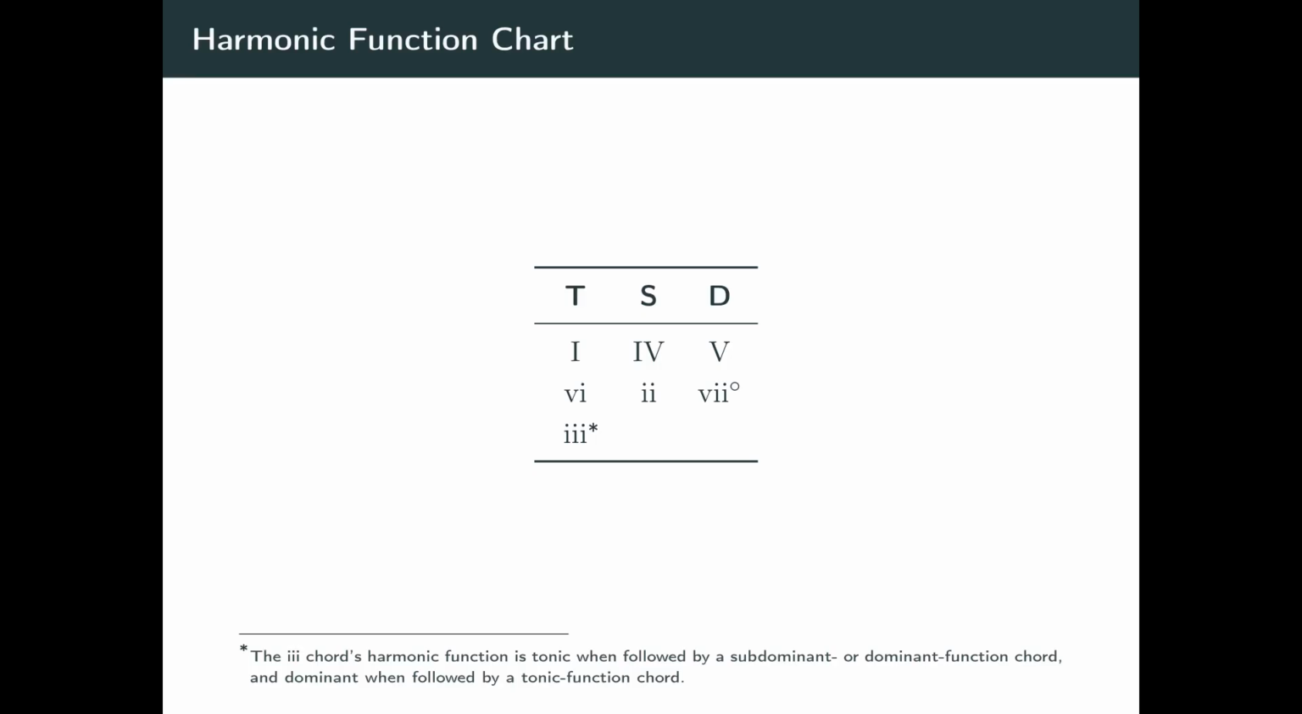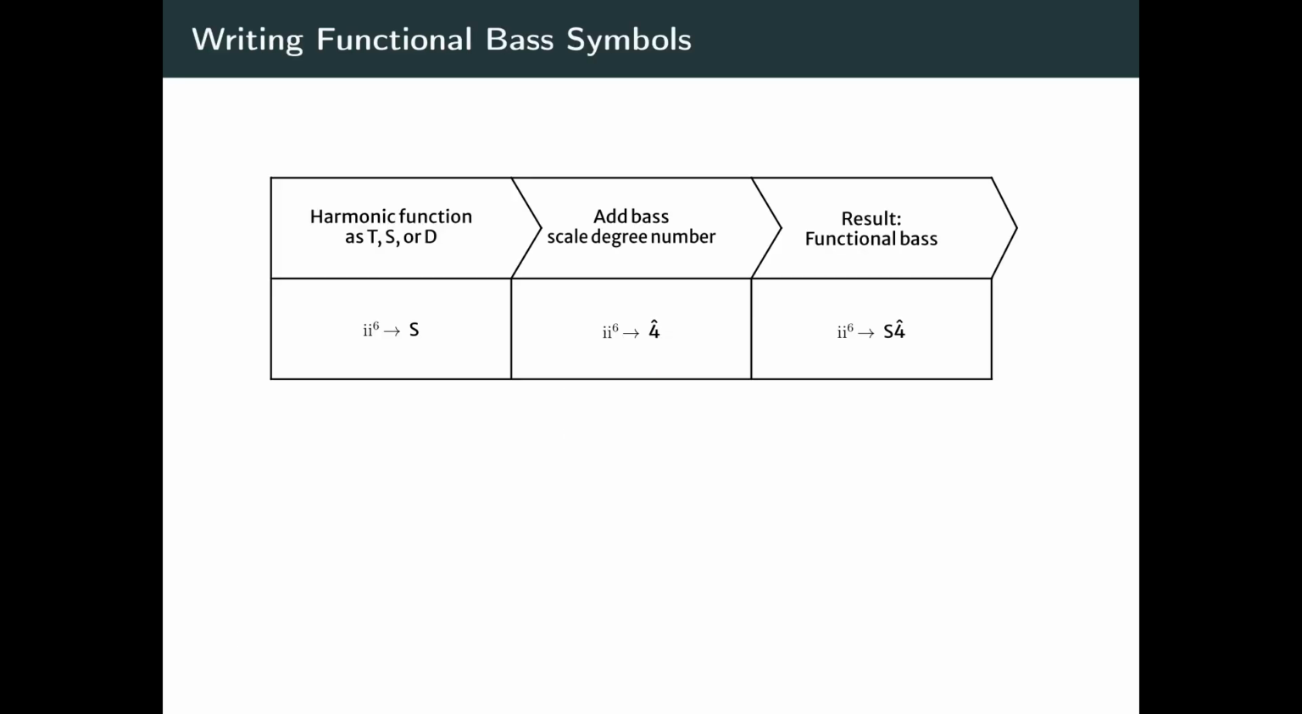Let's see how you need to use these as analysis symbols for chords in a chord progression. To add this functional information to our analyses, we'll be using functional base symbols. This might sound fancy and complicated, but it's really quite simple. First, you write a capital T, S, or D as an abbreviation for tonic, subdominant, or dominant function. And then you add the scale degree number of the chord's base note, written as an Arabic numeral with a pointy hat. And that's it, functional base.